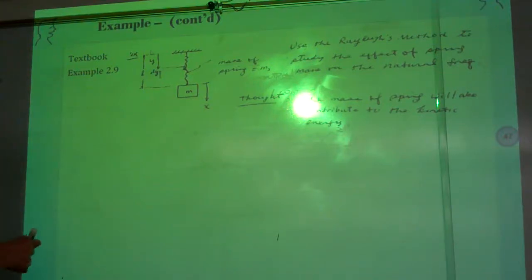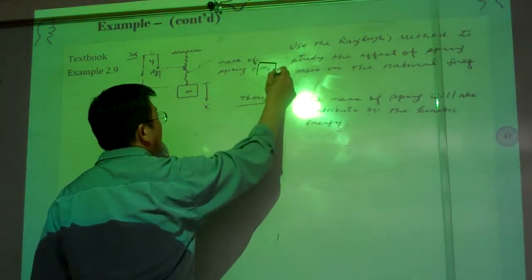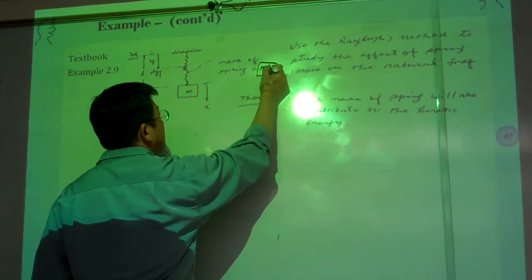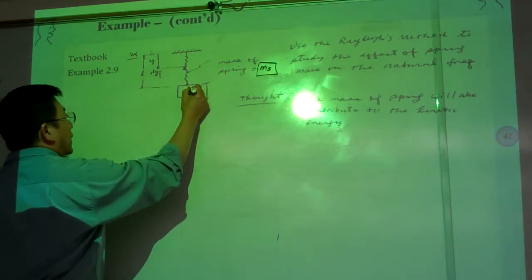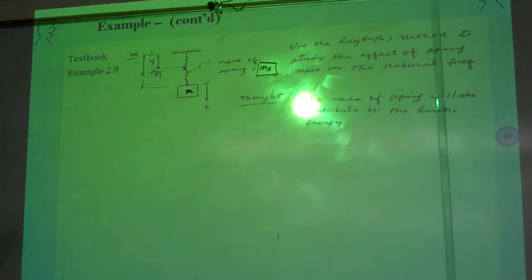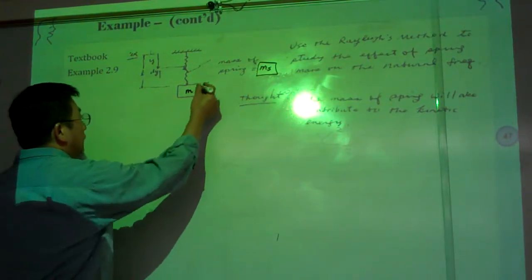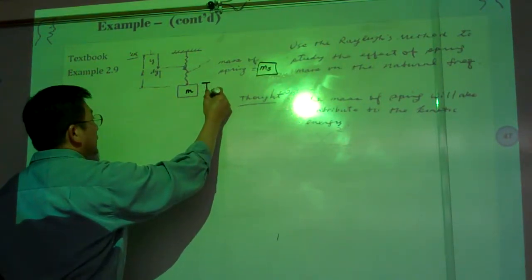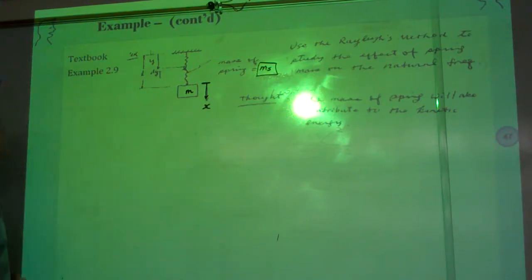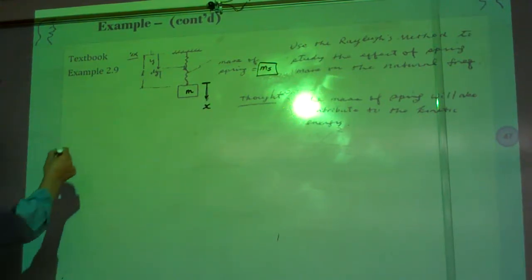But for this case, we do want to consider that the spring has mass. So here we consider the whole spring has mass ms, and the mass block is m. So here we have two masses. This one is still belonging to the single degree of freedom, because here we define our degree of freedom as x. So let me enlarge the drawing.